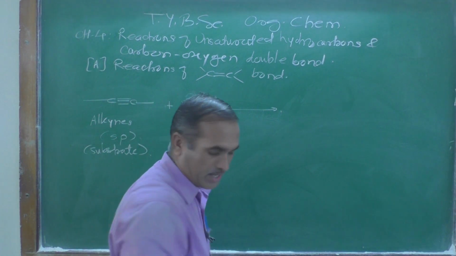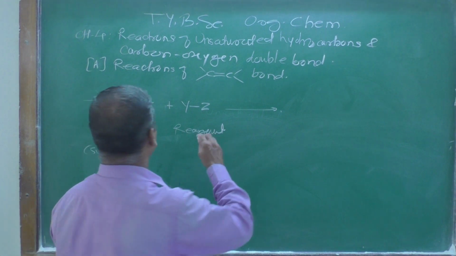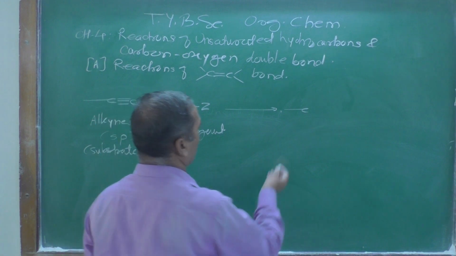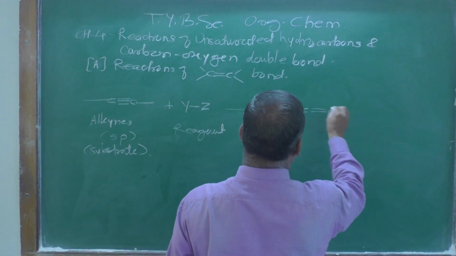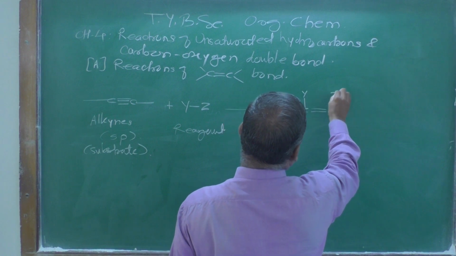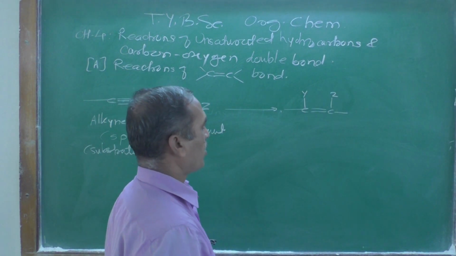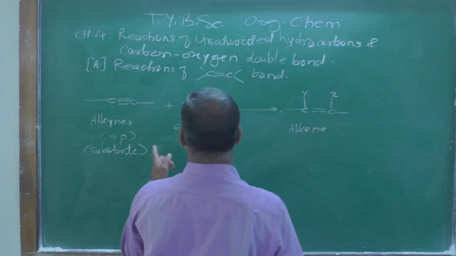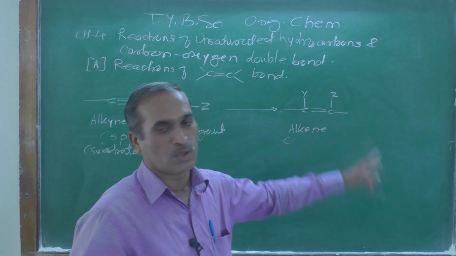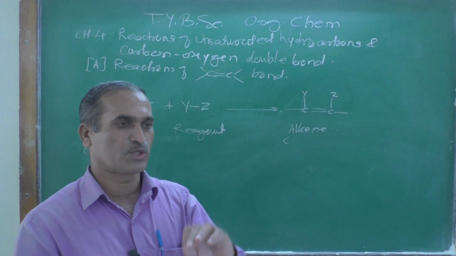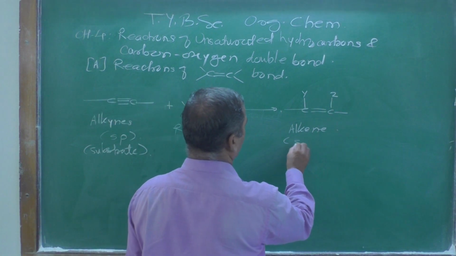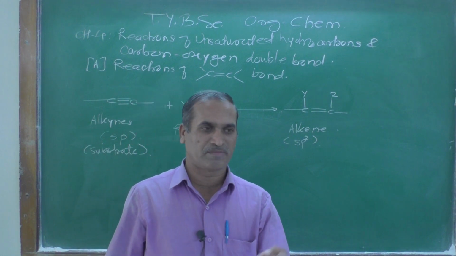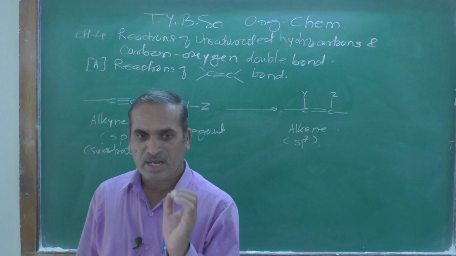When a reagent is added, what type of product are you going to get here? As we know, the carbon-carbon triple bond now becomes a double bond. Here Y is added and here is Z. Look at this product that we are getting: an alkene. What will be the hybridization of these two carbon atoms? These two carbon atoms have sp2 hybridization, and the geometry of sp2 is trigonal planar.